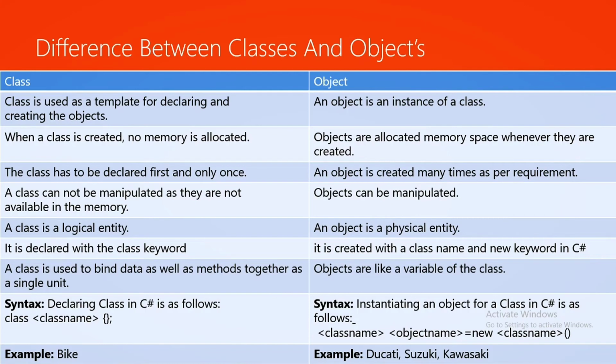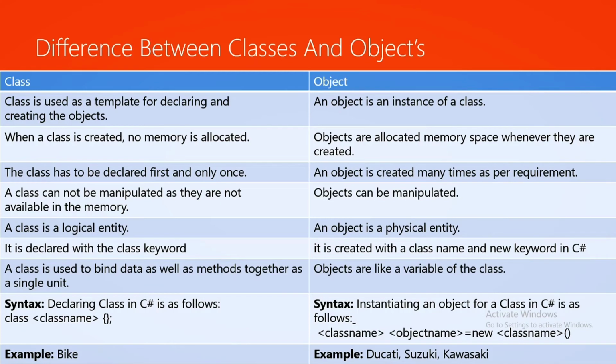The class has to be declared first and only once. An object can be declared many times as per requirement. A class cannot be manipulated as it is not available in memory, but an object can be manipulated. I can say more precisely, a class is a logical entity and an object is a physical entity because memory is allocated for an object. A class is declared with the keyword class, whereas an object is initialized by using the new keyword.